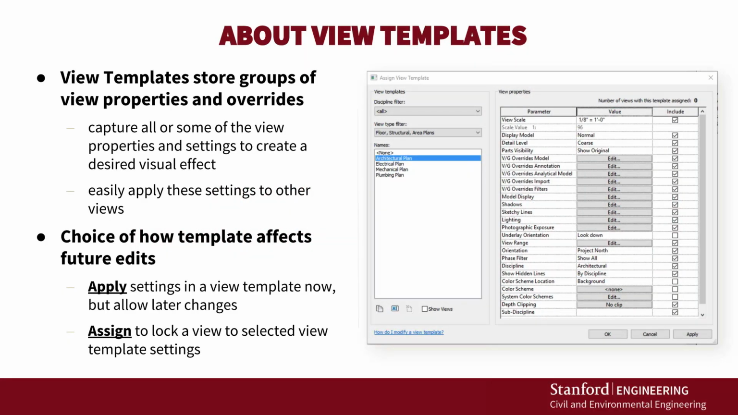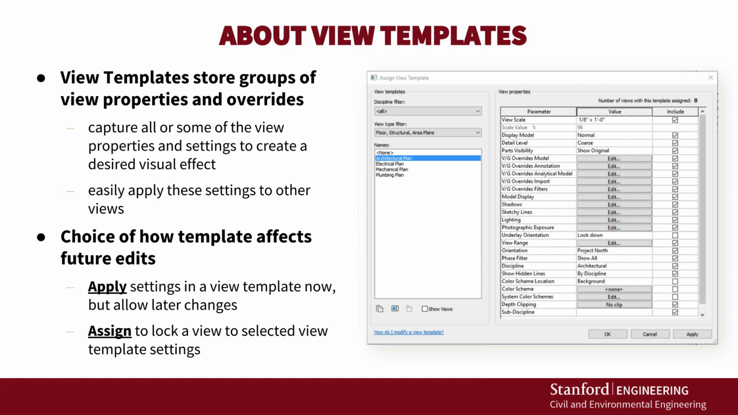After you've gone through all the work of setting the view properties to create just the desired visual effect, you may decide that you'd like to leverage your work and apply the same group of view properties to other views in your project. To do that, view templates are available that allow you to store groups of view properties and overrides, capturing all or some of the view properties and settings to create that desired visual effect, and then easily applying these settings to your other views.